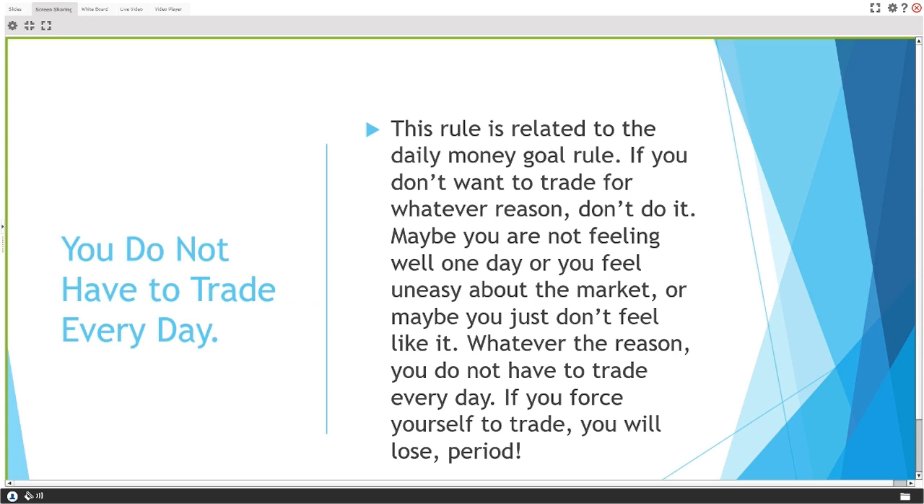You do not have to trade every day, right? This rule is related to the daily money goal rule. If you don't want to trade for whatever reason, don't do it. Maybe you're not feeling well one day, or you feel uneasy about the market, or maybe you just don't feel like it. Whatever the reason, you do not have to trade every day. If you force yourself to trade, you will lose, period. Right? We see this happen all the time, guys, where people say, I need to trade every day. I need to hop in on something. I didn't make anything yesterday. I didn't make anything the day before that.